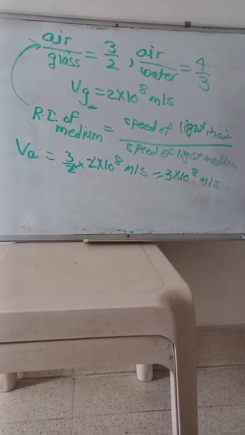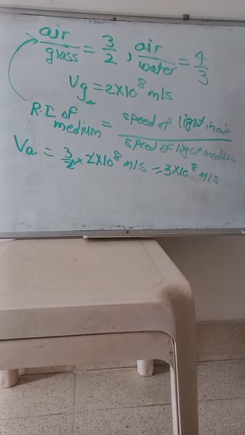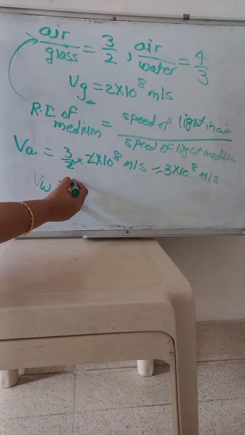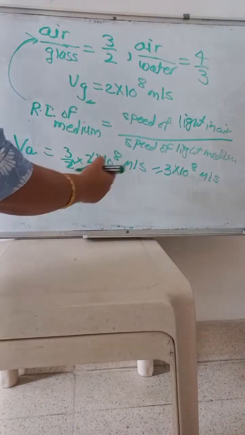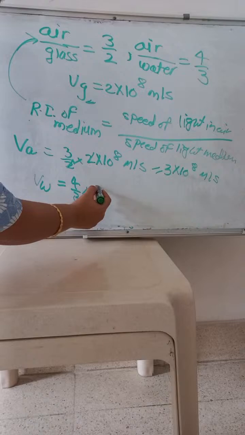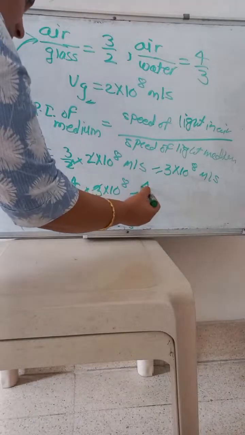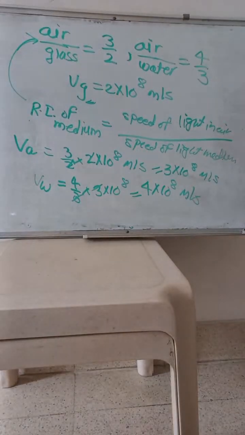Okay, so now the second part is what? They are asking speed of the light in the water. We have to calculate. So similarly, the same formula you can use. Speed of light in the water is nothing but refractive index of water, air to water is given 4 by 3, multiplied by velocity of light, that is 3 into 10 raised to 8. So here 3 get cancelled, and we will get 4 into 10 raised to 8 meter per second. So this is the answer we are getting. So this is a 2-mark question.